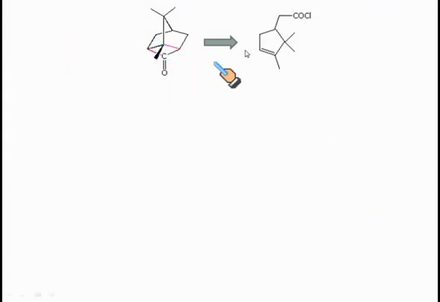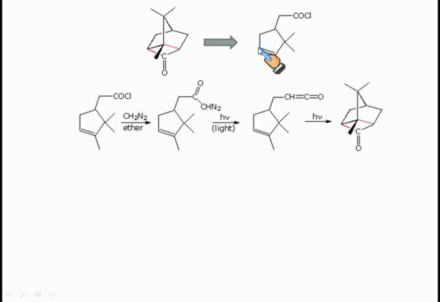So how can we synthesize this compound starting from this? First, this compound on treatment with diazomethane forms the alpha diazoketone, which on photolysis forms ketene and undergoes intramolecular 2+2 cycloaddition reaction and generates this compound.